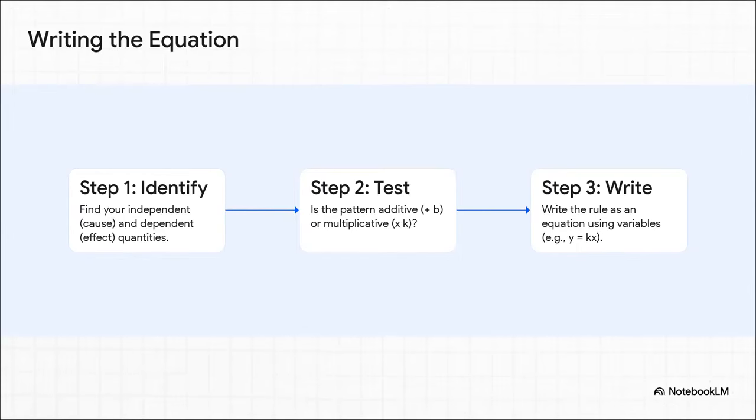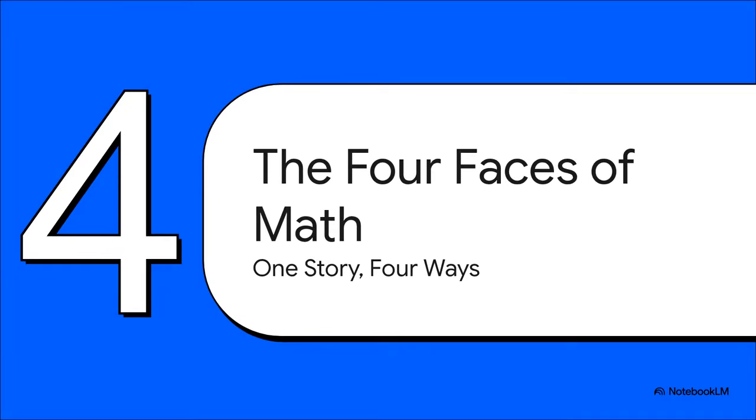So really, it all just boils down to this simple 3-step mission. First, you identify your cause and your effect. Second, you test the pattern. Are we adding or are we multiplying here? And third, you write the rule down as an equation. That's it. That's how you officially crack the code. All right, now that we have the tools, let's see how this all comes together.